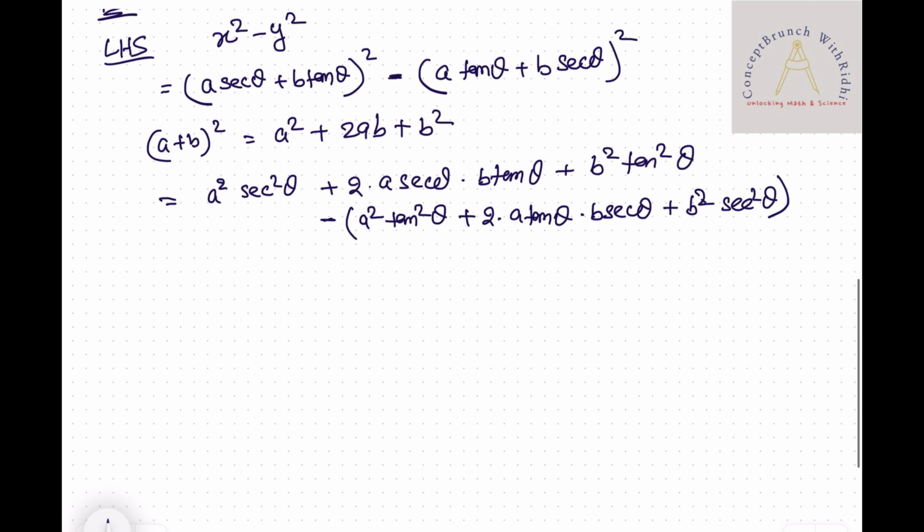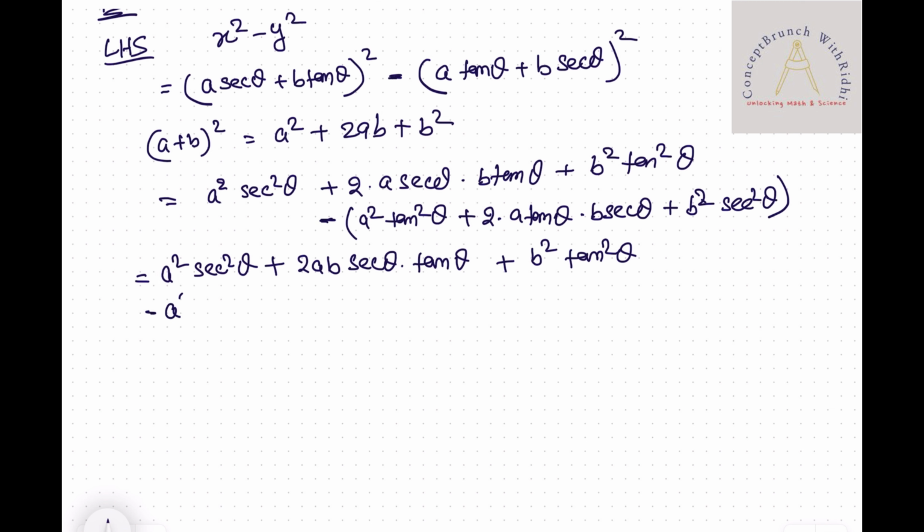Now let's open the bracket. So it is going to be a square secant square theta plus, let's write in order, 2ab secant theta times tan theta plus b square tan square theta. Now let's open the bracket with the minus. So it's going to be minus a square tan square theta minus, in order, 2ab secant theta times tan theta minus b square secant square theta. These look the same, so they will cancel out.